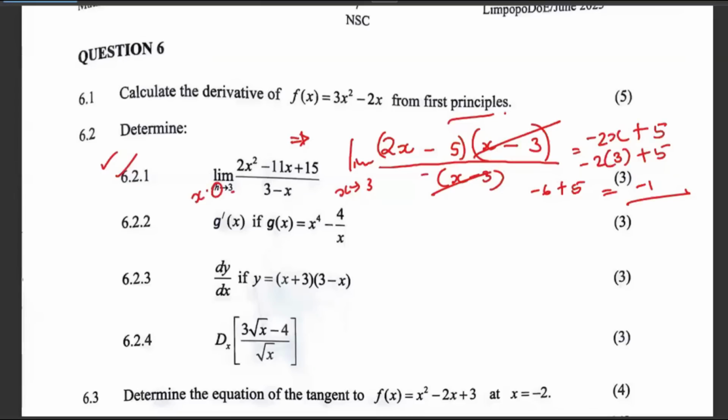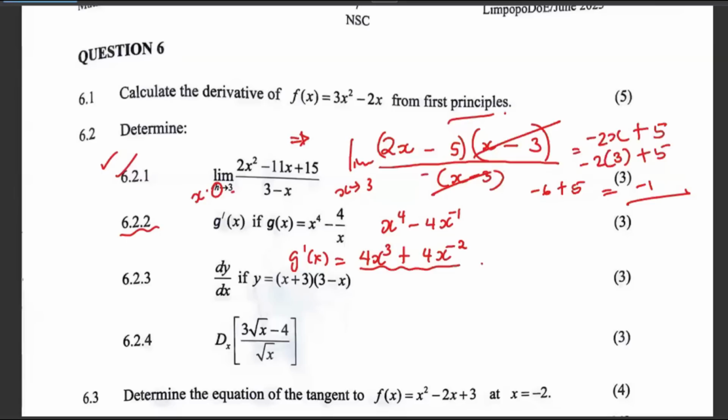All right, then 6.2.2. They want us to find the first derivative of g if g of x is this. The tricky part is for us to move the x to the top so that we have x to the 4 minus 4x to the negative 1. Then our first derivative is just going to be 4x cubed plus 4x to the negative 2. So that's the answer to the question.